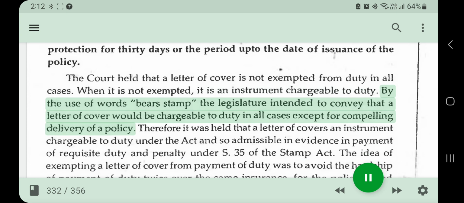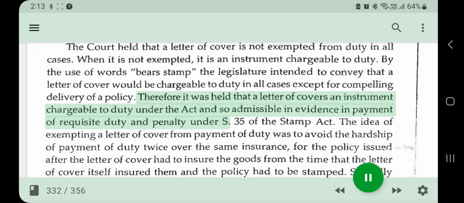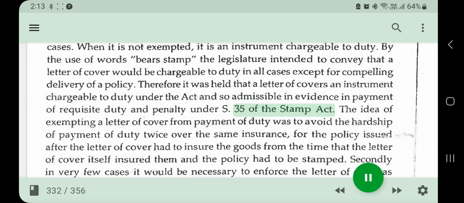By the use of the words, bears stamp, the legislature intended to convey that a letter of cover would be chargeable to duty in all cases except for compelling delivery of a policy. Therefore it was held that a letter of cover is an instrument chargeable to duty under the Act and so admissible in evidence on payment of requisite duty and penalty under Section 35 of the Stamp Act.